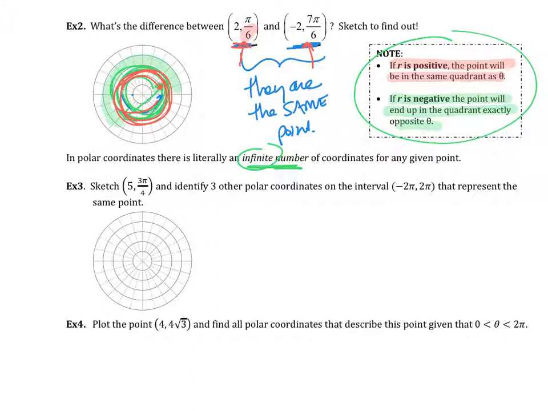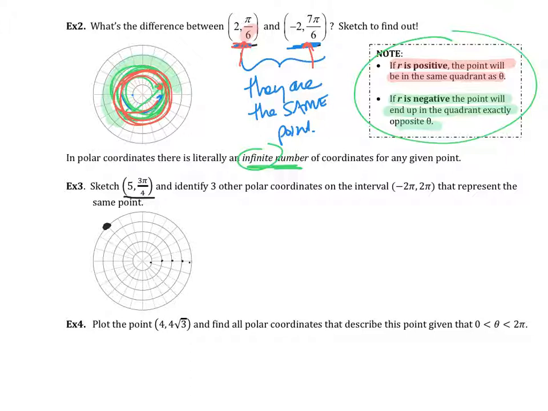Okay, it says, for example 3, sketch (5, 3 pi over 4), and identify 3 other polar coordinates on the interval from negative 2 pi to 2 pi that represent the same point. So let's start with just graphing this first point. So we're going to go out positive 5, 1, 2, 3, 4, 5, and we're going to rotate positive 3 pi over 4. So here's my point. So now I need to come up with 3 different ways to identify or land on that exact same point if I were to graph.